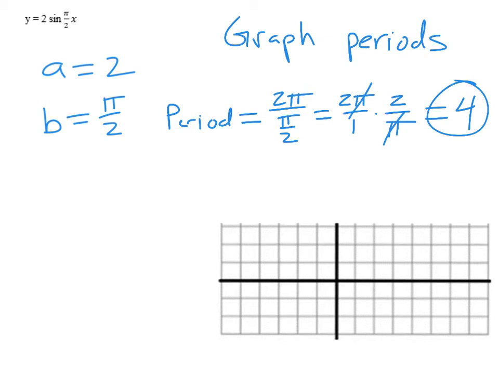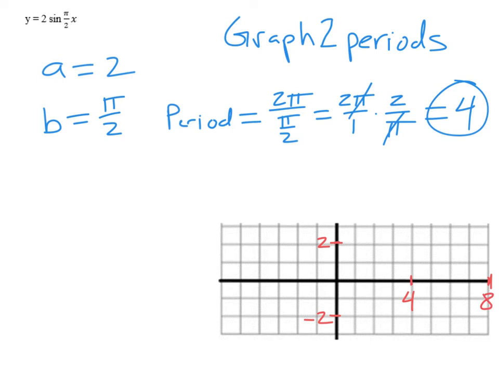I look at my amplitude and I mark my max and I mark my min. Okay, so that tells me, whoops, somehow I lost it up here. 2 periods. And now I go along here, 1, 2, 3, 4, 5, 6, 7, 8. Right? I like to mark those points.